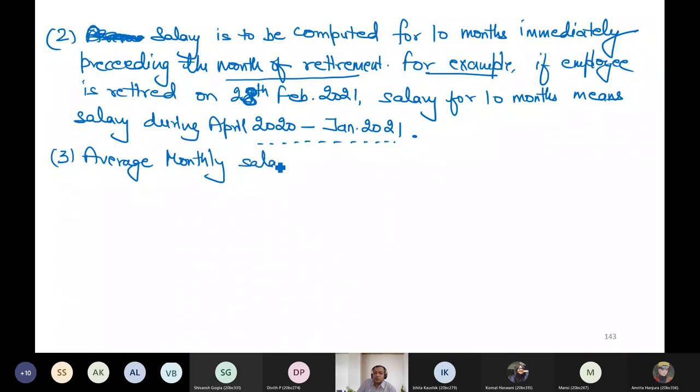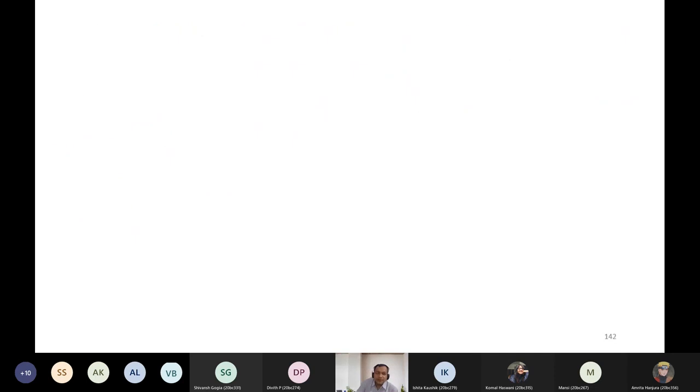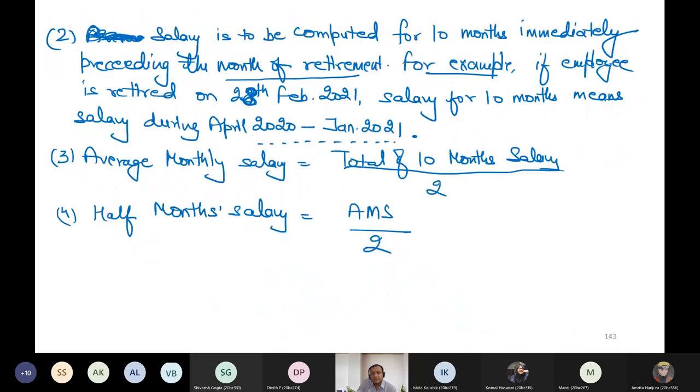Average monthly salary is what? Total of 10 months salary as computed above, divided by 10. You get average monthly salary. And logically, can you tell me how will you get half month salary? This is what this provision is. How do you get half month salary? You have average monthly salary, you divide it by 2, you get half month salary. Is this point clear?